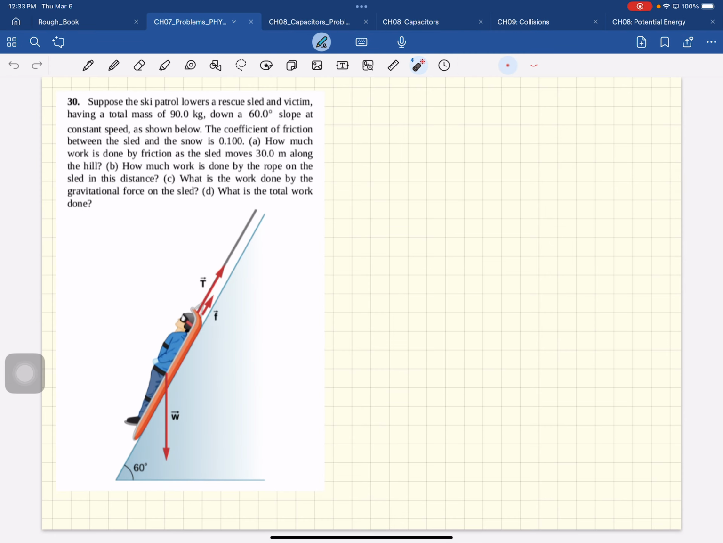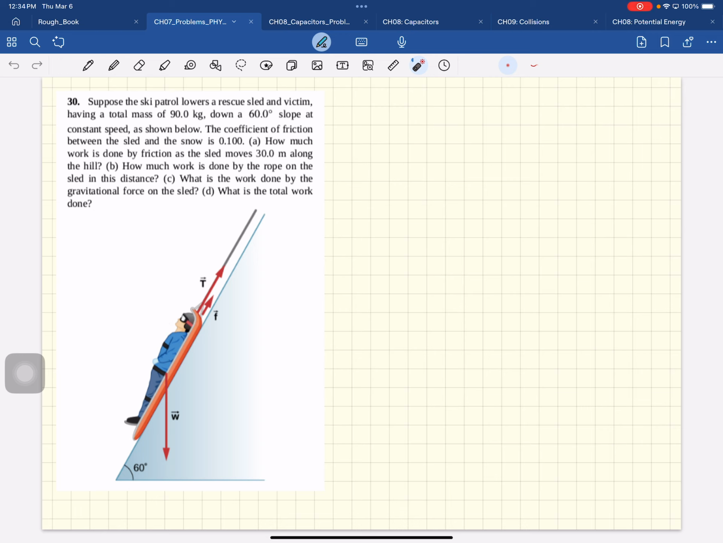Let's do a few problems. So this problem says, suppose the ski patrol lowers a rescue sled and victim having a mass of 90 kg. So these two together weigh 90 kg, down a 60-degree slope. That's a pretty steep slope, at constant speed. So this guy is being lowered at constant speed.